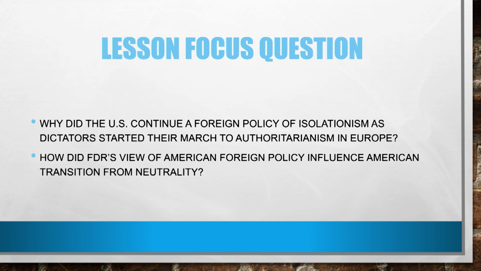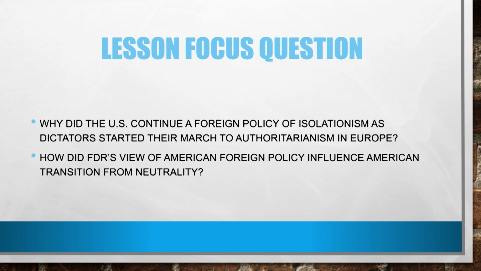What we're going to do is look at the two lesson-focused questions that will guide our thought process through Lesson 2, American Isolationism. The first one is, why did the U.S. continue a foreign policy of isolationism as dictators started their march to authoritarianism in Europe? And two, how did FDR's view of American foreign policy influence the American transition from neutrality?